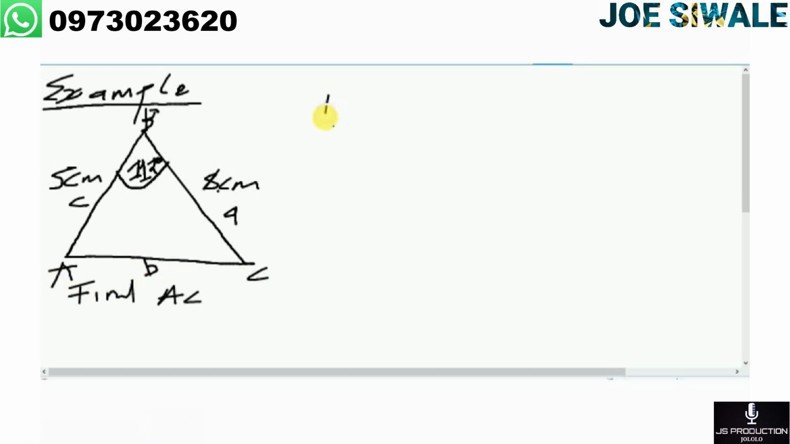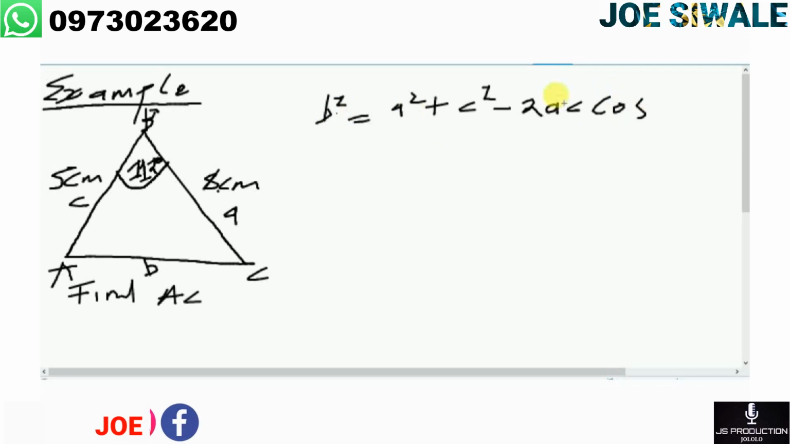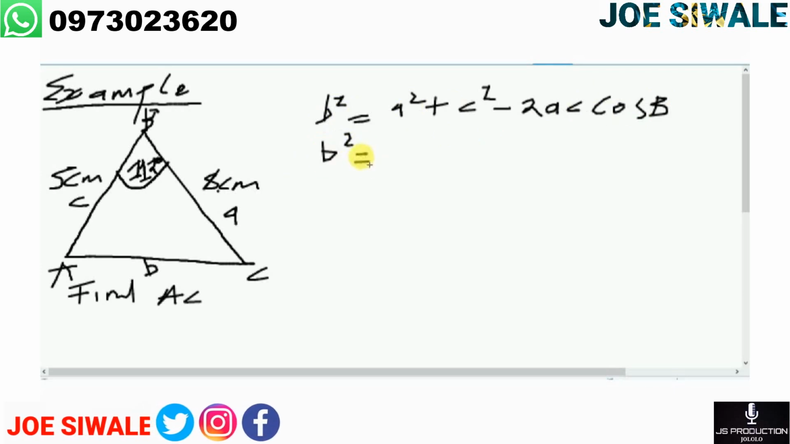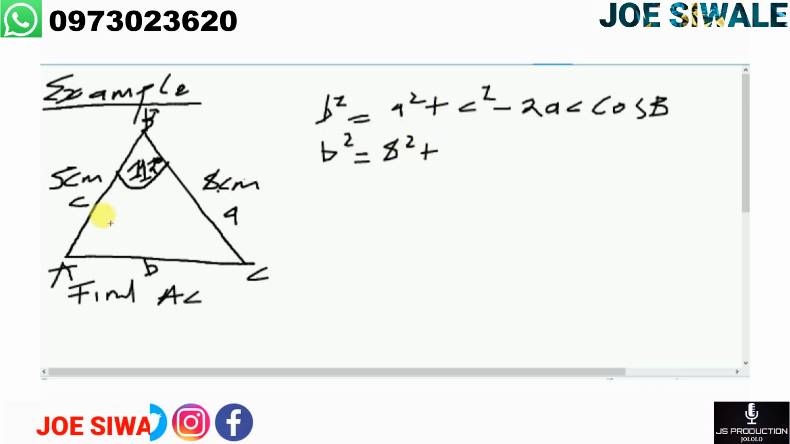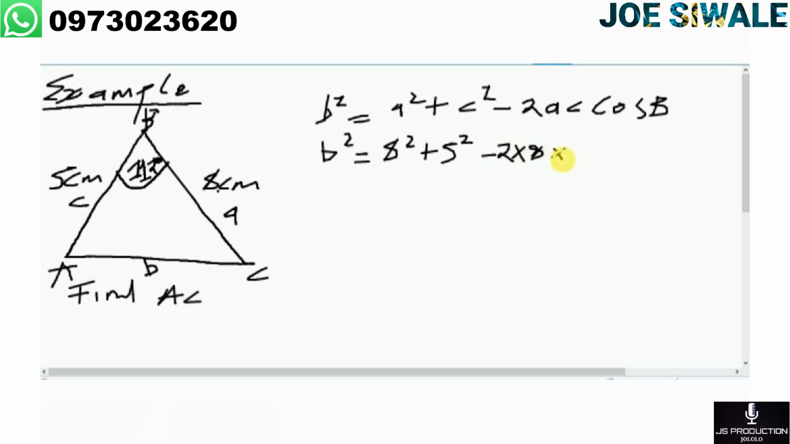So my formula is going to have b squared is equal to a squared plus c squared minus 2ac cos B. The angle that I'm going to use is the angle at B. So b squared is equal to the length a, that's 8, so 8 squared, plus the length c, that's 5, so 5 squared, minus 2 multiplied by 8 multiplied by 5 multiplied by cos B, where the angle at B is 112 degrees.